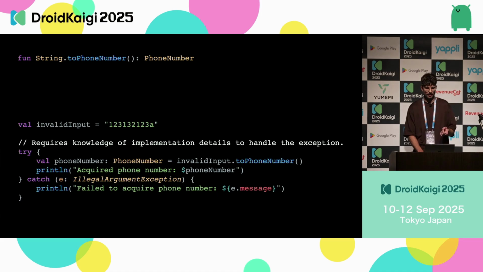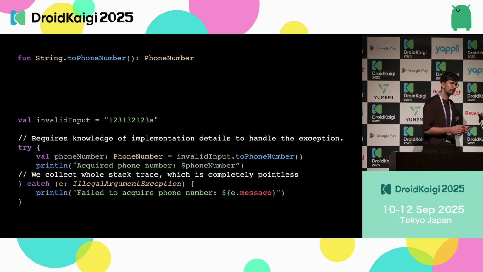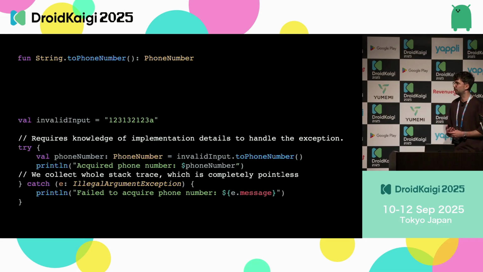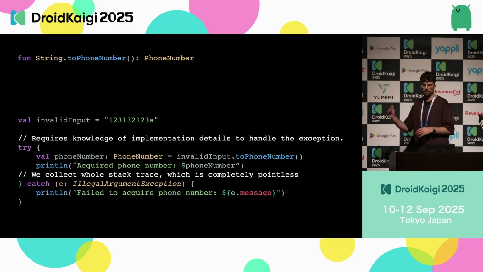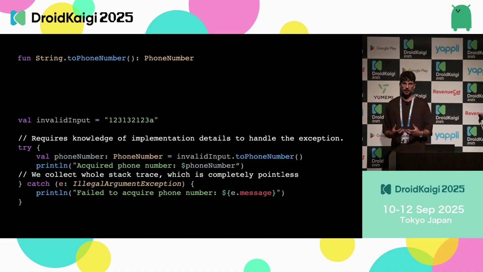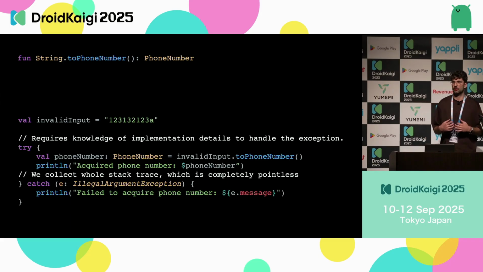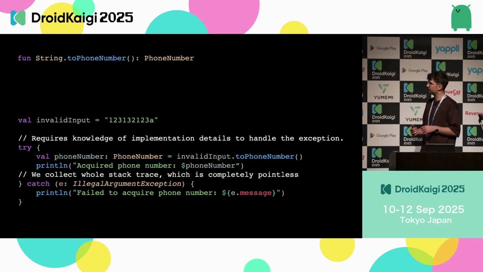And the second one is that we are pointlessly creating an exception. When we create an exception, we collect the whole stack trace. And the stack trace is usually pretty good for debugging because it contains a lot of information. But in our case, we are handling the error locally, so we know exactly where it happened. So the stack trace is actually pretty useless. And collecting the stack trace is not the lightest thing to do, so we are hurting our performance in some way.